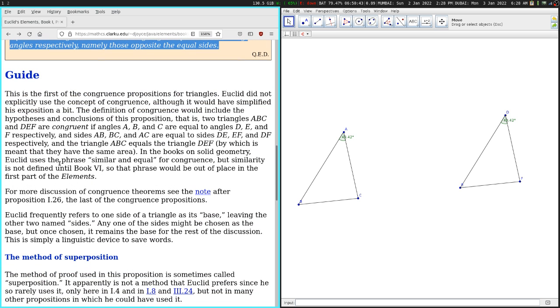This is the first of the congruence propositions for triangles. Euclid did not explicitly use the concept of congruence, although it would have simplified his exposition a bit. The definition of congruence would include the hypotheses and conclusions of this proposition, that is, two triangles ABC and DEF are congruent if the angles ABC are equal to the angles DEF respectively, and sides AB, BC, and AC are equal to sides DE, EF and DF respectively, and the triangle ABC equals the triangle DEF, by which it is meant that they have the same area.